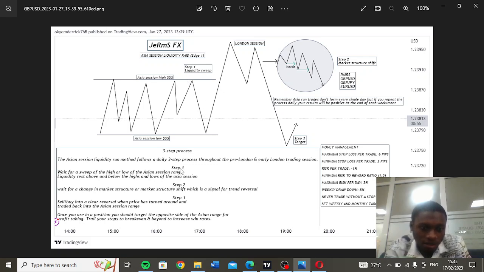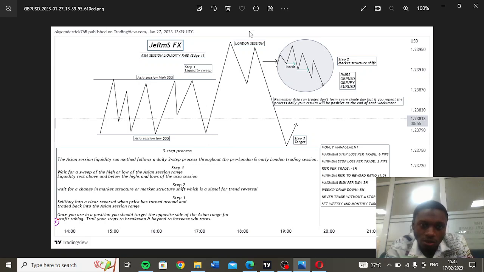So we have our first step here: wait for a sweep of the high or low of the Asia session range. As I said earlier, liquidity will rest above and below the highs and the lows of the Asia session. So we have liquidity here, and we have liquidity here. That is the first thing I wait for.